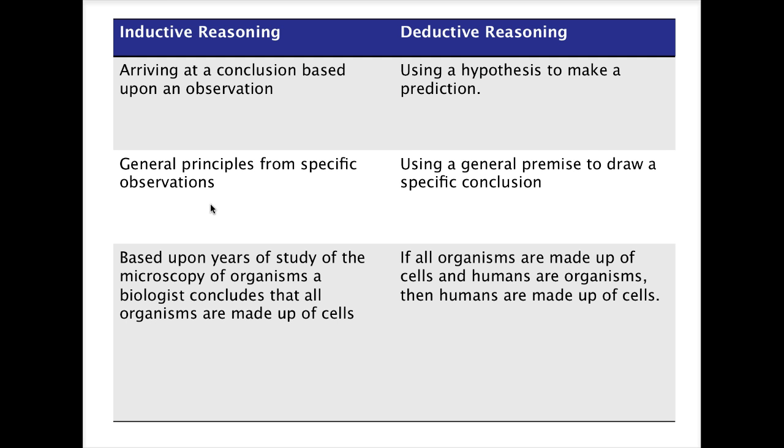Deductive reasoning is where you're using a hypothesis to make a prediction. So you take a general premise, typically through observation, and you draw a specific conclusion. For example, if all organisms are made up of cells and humans are organisms, then humans also must be made up of cells.